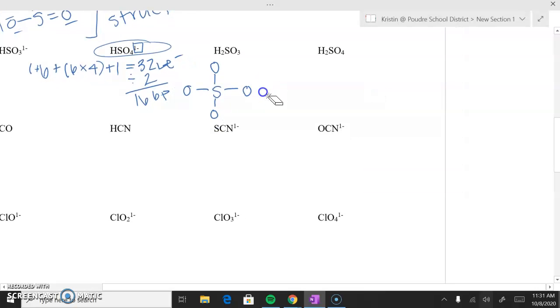Oh, that's a really beautiful line that I just drew. Okay. And it doesn't really matter which oxygen I put it on. I just picked that one because there was room to put it on that one.